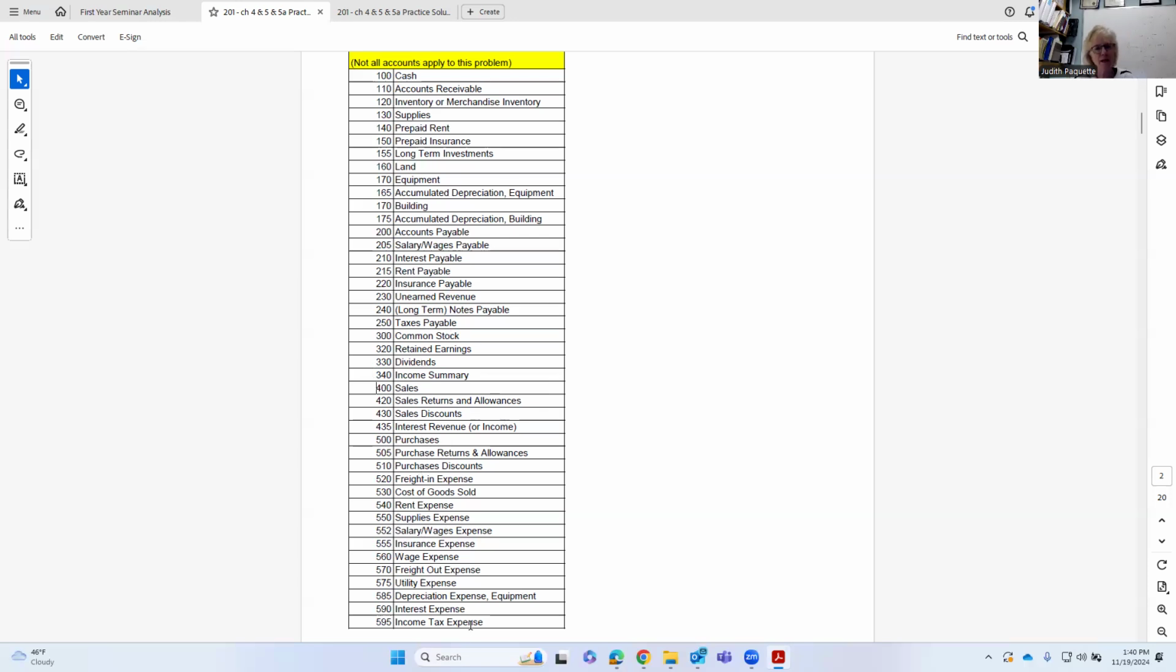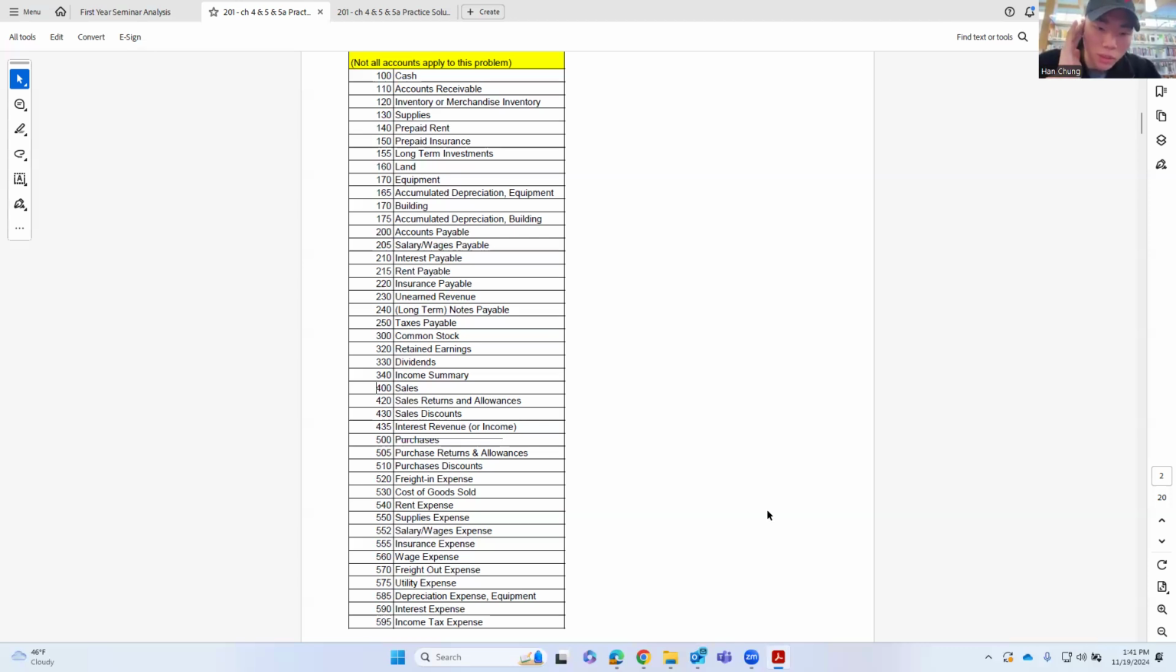And if you are a perpetual system, you won't have these: purchases, purchase returns, purchase discounts, and freight in. You'll always just use inventory. But these four are only if you have a periodic system. Also notice that the assets are in the 100s, the liabilities are in the 200s, stockholders' equity 300s, sales 400s, and expenses.